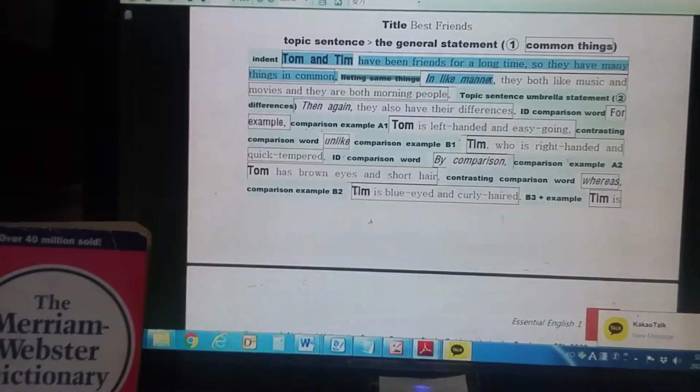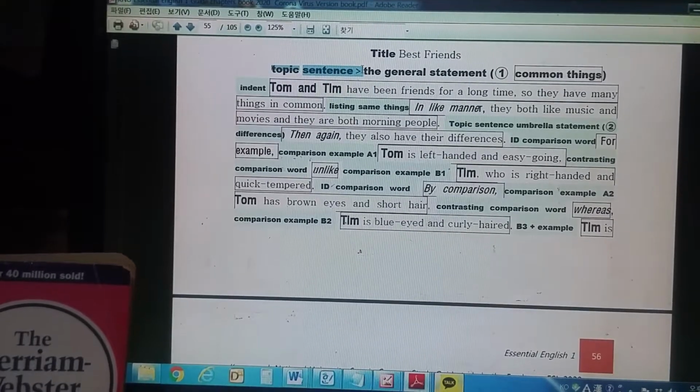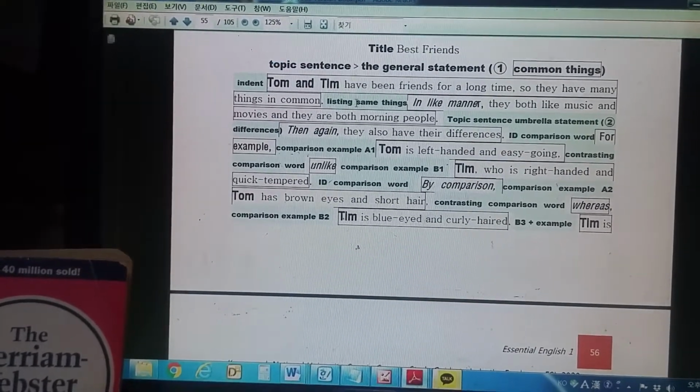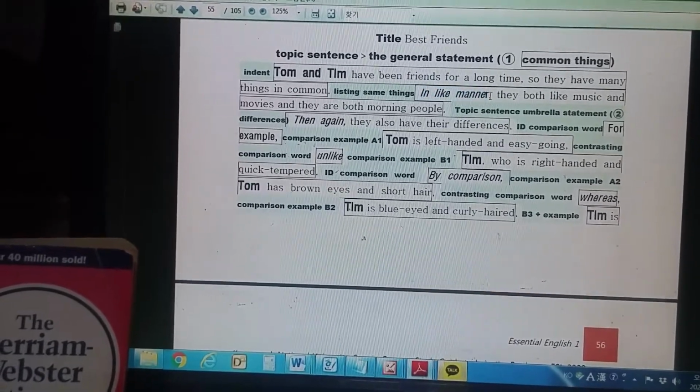Tom and Tim have been friends. Start there. Do not put the topic sentence in. You start here. You don't put this in, but you put this in. In like manner. See that comma? Comma.